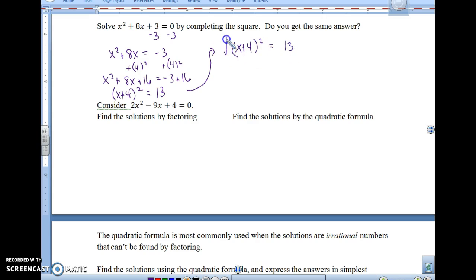Okay, so finishing the square, we want to take the square root of both sides, and don't forget it's plus or minus. So this is going to be x plus 4, because the square root cancels out the square, equals plus or minus the square root of 13, and then move the 4 over. So we got the same answer, negative 4 plus or minus the square root of 13. Okay, so that is doing it by completing the square. I got the same answer, so you can do it either way.